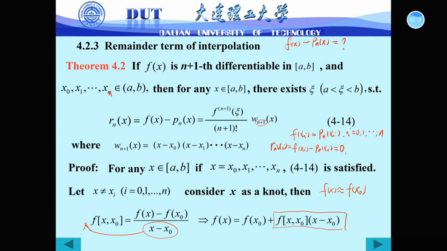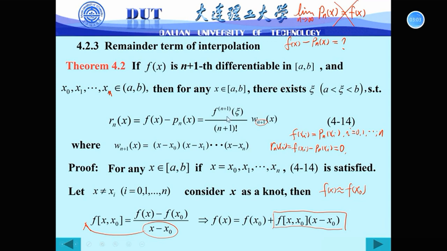And what does convergence mean? Convergence means if we add more and more nodes, that is, when n goes to infinity, where n plus 1 is the number of nodes, the limit of P_n(x) is f(x). This means convergence. Unfortunately, please note, we don't have this convergence.